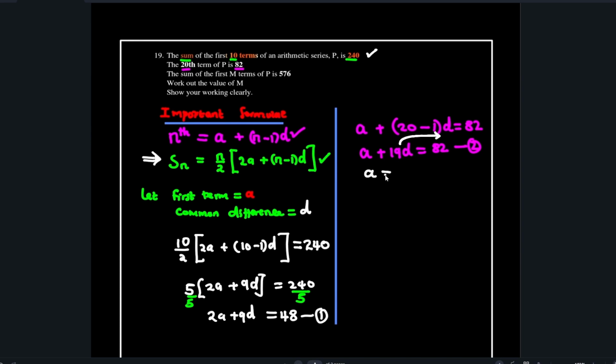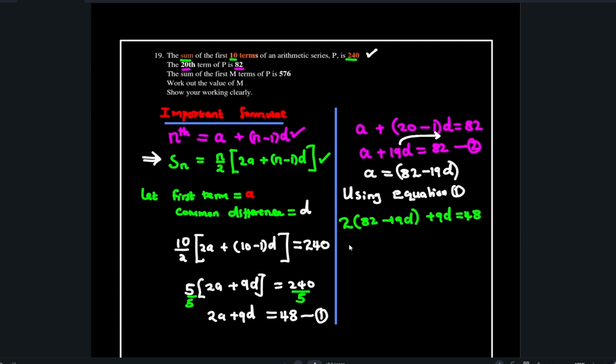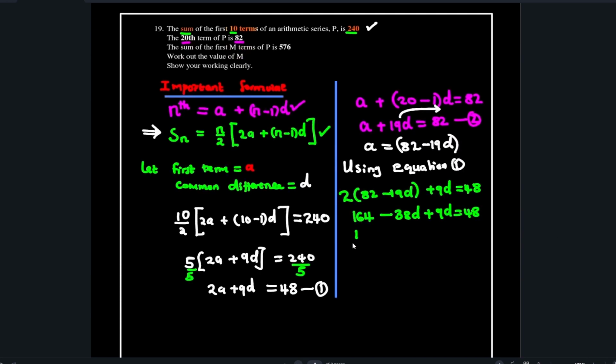We can take this 19d to the other side. I'm planning to use substitution, so I can substitute what we have into equation 1. Now we are going to put the like terms together. So 164 minus, if I subtract negative 38d plus 9d, that translates to 29d. I've decided to take negative 29d to the other side of the equal sign and bring 48 to the left, so that we have 164 minus 48 equals 29d.